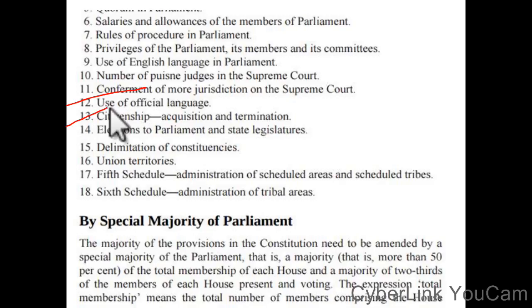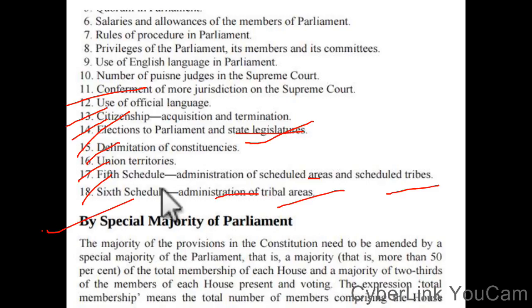Use of official language, citizenship acquisition and termination, election of the Parliament and state legislature, the delimitation of constituencies, Union Territory, the Fifth Schedule on the administration of scheduled areas and scheduled tribes, and the Sixth Schedule on the administration of tribal areas. These provisions need to be amended by a special majority of Parliament.